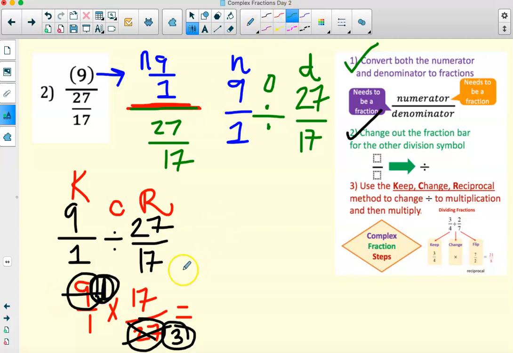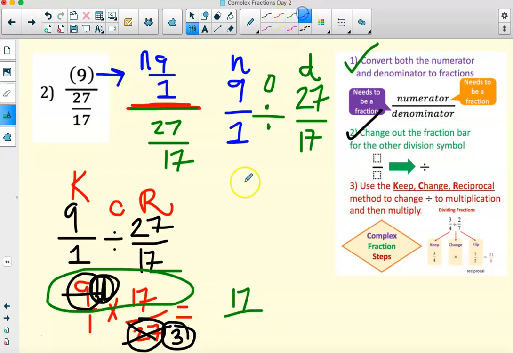And then I look at the numerators. Now you have to be careful. There's a 17 that remains and a 1. That 9 was crossed out. So 1 times 17 is 17. And then in the denominator section, we see a 1. The 27 was crossed out and there's a 3. So 1 times 3 is 3.